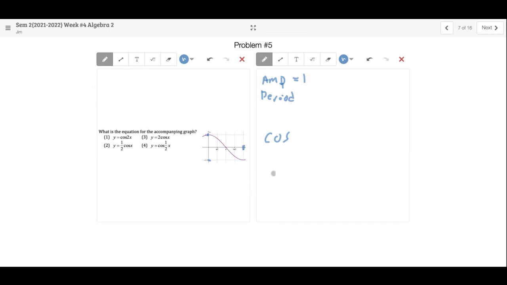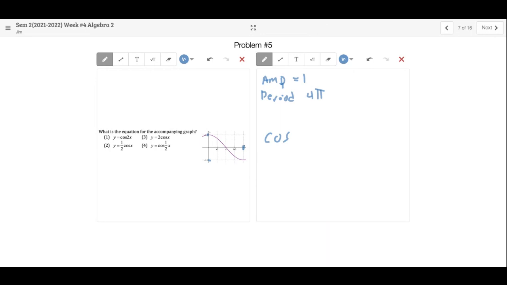We only see half of the cosine graph. So the period must be 4 pi, right? Because I only see half of the cosine graph. That means the period has to be 4 pi, because the half of the cosine graph that I see only goes to 2 pi. So if I do another half, it should go to 4 pi.